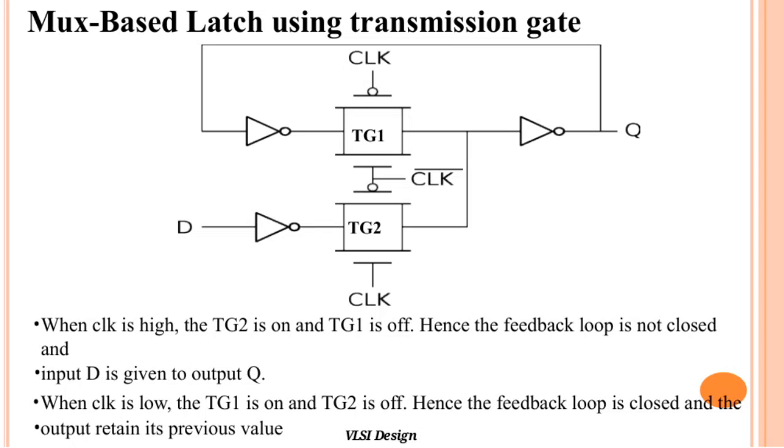Here we have a mux-based latch implemented using transmission gates, which are labeled as TG1 and TG2. The operation of this latch depends on the clock signal. When the clock is high, TG2 is activated and TG1 is turned off. This switches the latch so that the input D is directly passed to the output Q. On the other hand, when the clock is low, TG1 turns on and TG2 turns off. This closes the feedback loop, allowing the output to retain its previous value. This mechanism is fundamental in VLSI design for storing data temporarily, while controlling when the data is allowed to change.